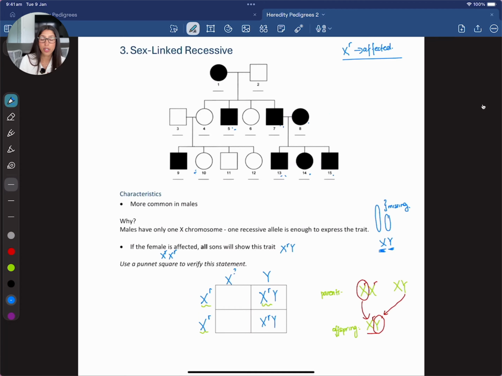And I also want to go back to the sex-linked recessive condition. So from this one, we concluded that if a female is affected, then all sons will show this trait. Now we can see the same thing in the pedigree here. So if I have an affected female, then all her sons are also showing this trait.